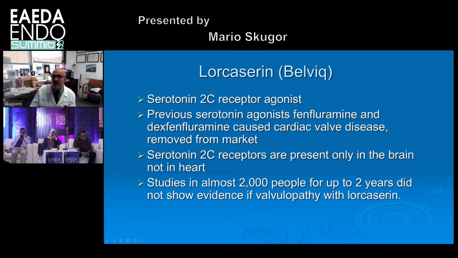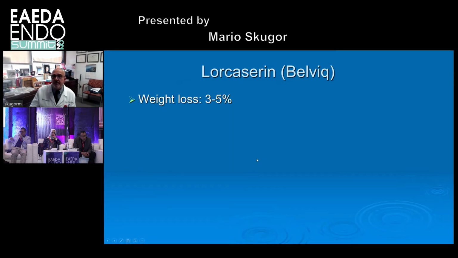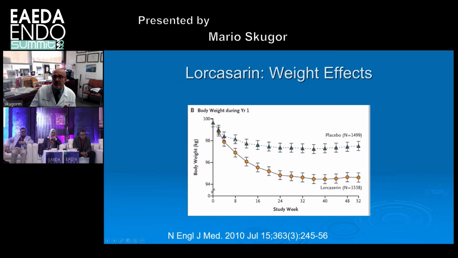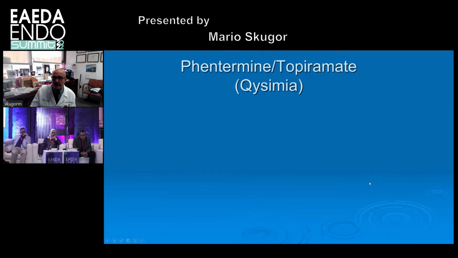Now, weight loss with lorcaserin is about 3 to 5%, so it's not tremendous weight loss. There are some side effects: headaches, dizziness, and nausea. But as you can see, in comparison with placebo, there is a significantly better weight loss with lorcaserin than without. So it's a safe drug, it's effective, but it's not very powerful.